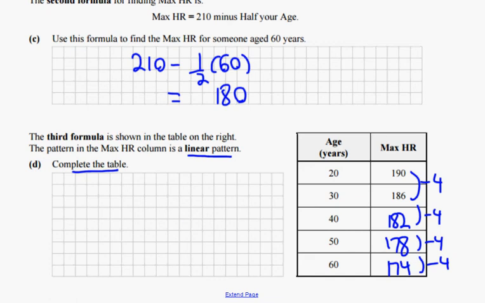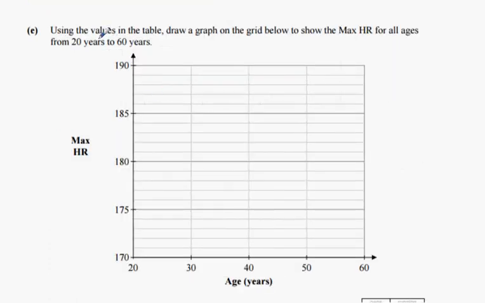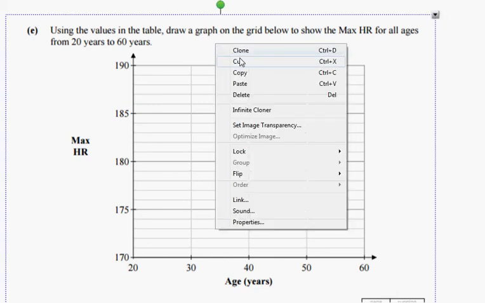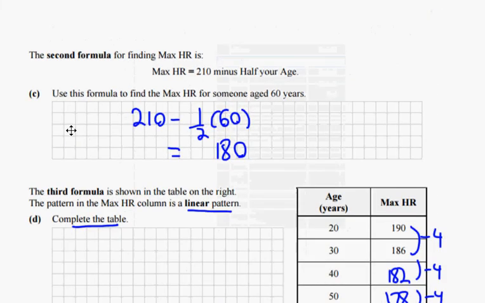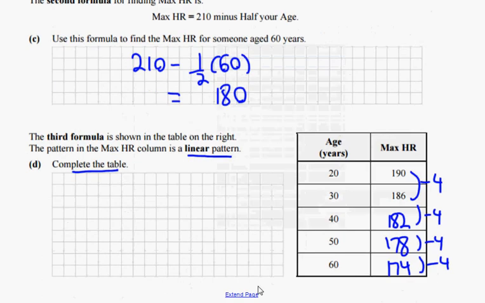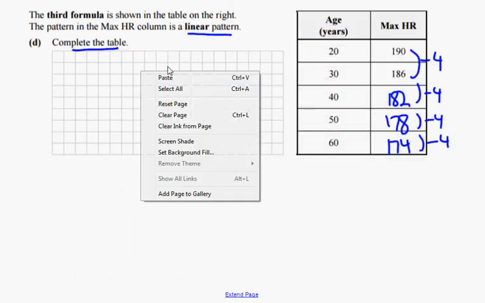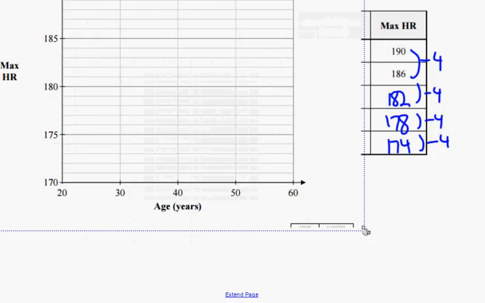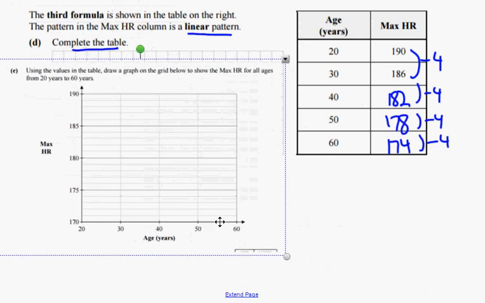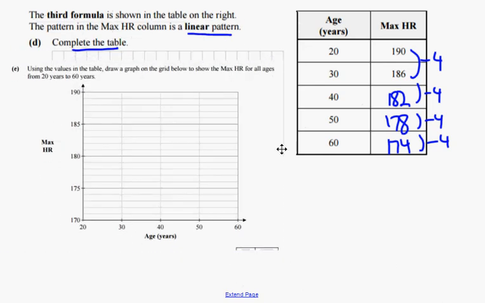Now, using the values on your table, draw a graph in the grid below to show the max heart rate for all ages from 20 to 60 years old. So what I'm going to do is use my workings from the last question to draw the diagram. Okay, so it's 20 and 190. 20 and 190 is here.